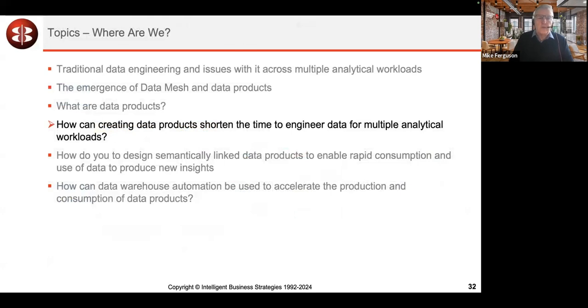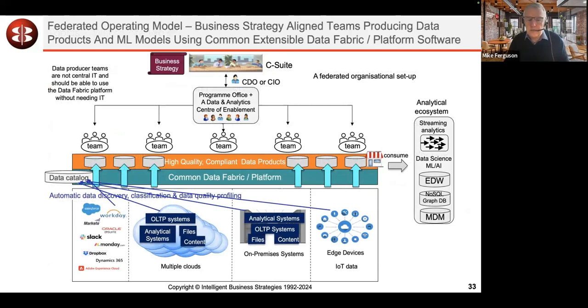So how does creating data products shorten the time to engineer data for multiple analytical workloads? Well, first of all, let's go back to our distributed data estate. What you can see here is that I could potentially, with a common platform, connect to all of these disparate data sources across my distributed multi-cloud data estate. A catalog would help me understand what's out there, and then have multiple teams use that common platform to produce data products, which can then be consumed by multiple different analytical workloads. In other words, build them once, reuse them everywhere.